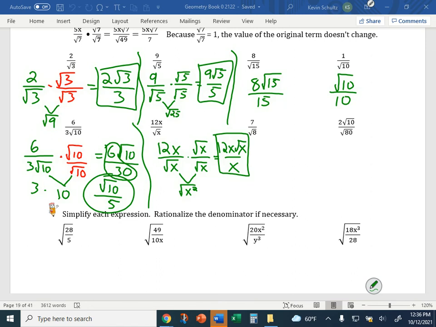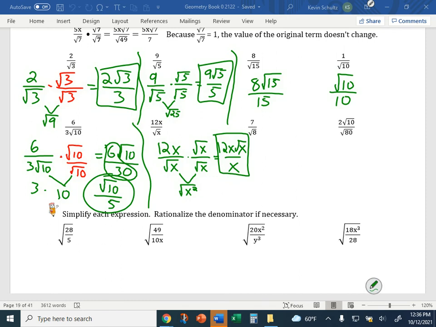Give the rest of them a go. This will be homework for tomorrow. You got 9 minutes to work on it now. 6 of them to do. The last one, like the 18x cubed. That one. This one, 2 root 10. Okay.